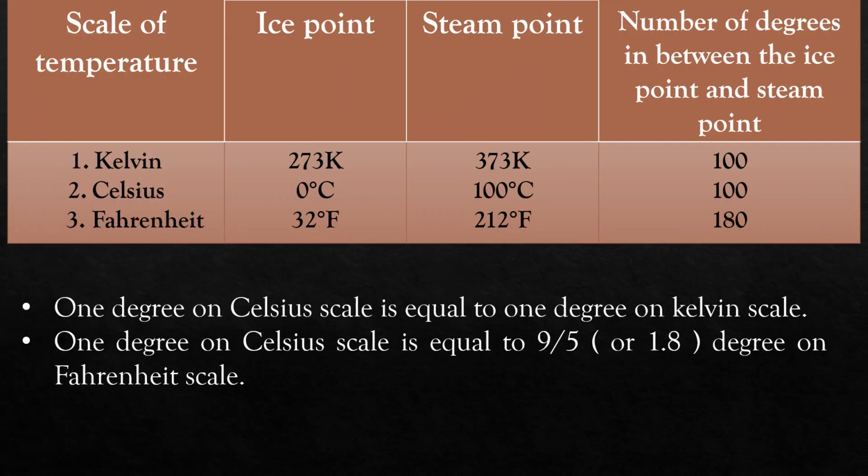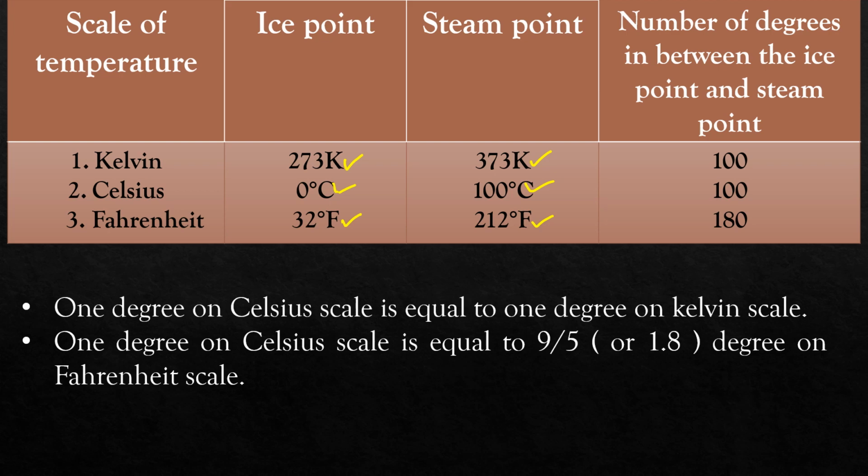In Kelvin, the ice point is 273 Kelvin and the steam point is 373 Kelvin. In the Celsius scale, the ice point is 0 degree Celsius and the steam point is 100 degree Celsius. And in Fahrenheit, the ice point is 32 degree Fahrenheit and the steam point is 212 degree Fahrenheit.